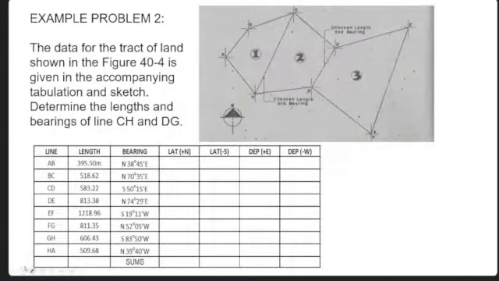Problem number two, so we have, ito yung sinasabi natin na we have a tract of land na medyo malaki and we will divide it into three subdividing lots. So we are required to get our CH and DG, which are the dividing lines ng ating lote. So again, the first thing to get is the latitude and the departure. So for our note kanina, sabing ganon na we should always do our approximate or random check ng mga data.